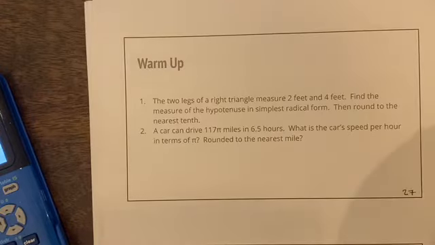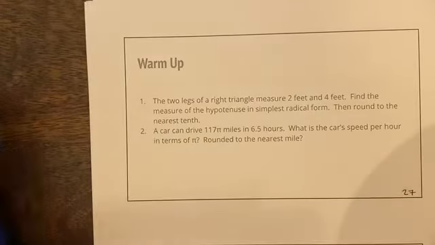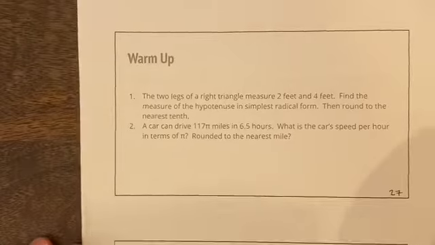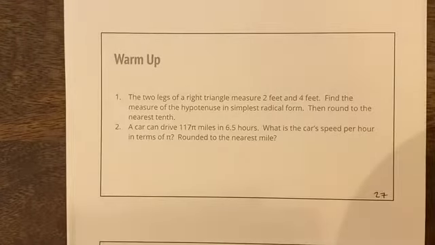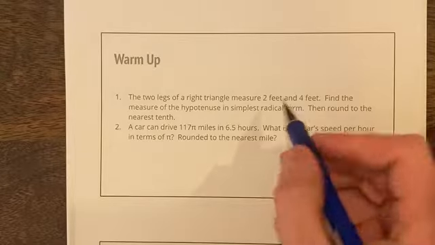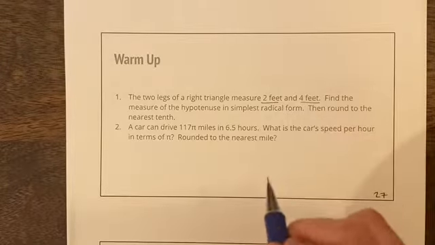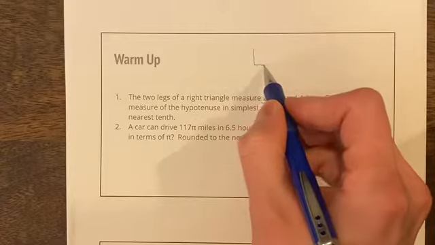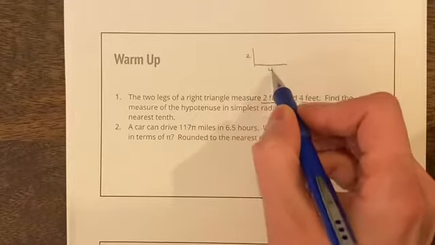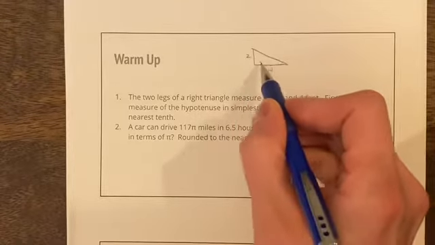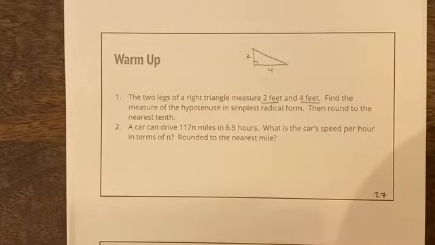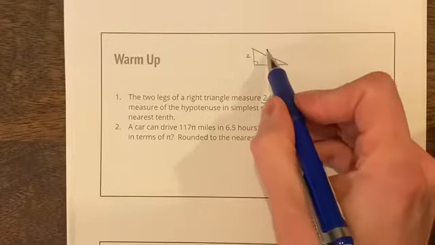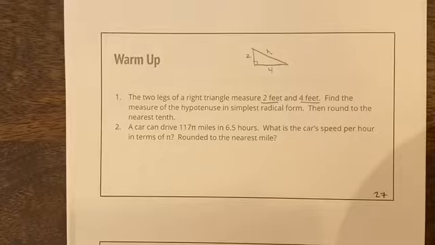So that last video was just a little bit of information so that you're able to talk about breaking up angles into smaller chunks. So the warm-up for today's lesson, it says the two legs of a right triangle measure 2 feet and 4 feet. Okay, so those are the legs and they form a right triangle. Find the measure of the hypotenuse, that's this guy, in simplest radical form. Then round to the nearest tenth. So we are going to do some rounding.